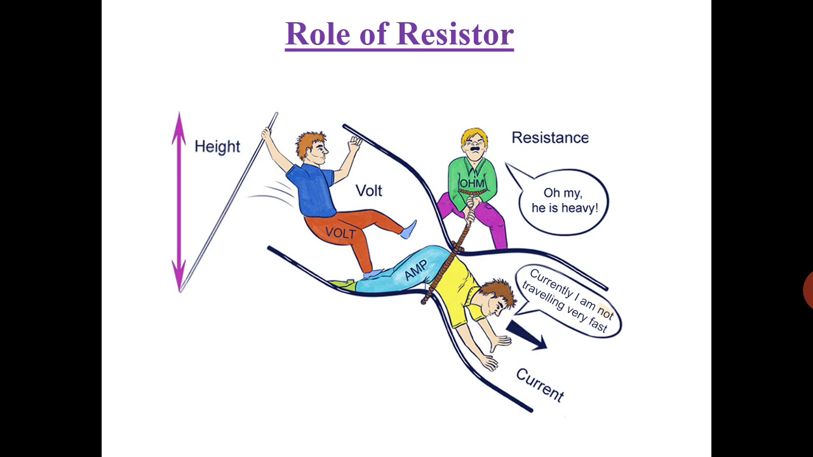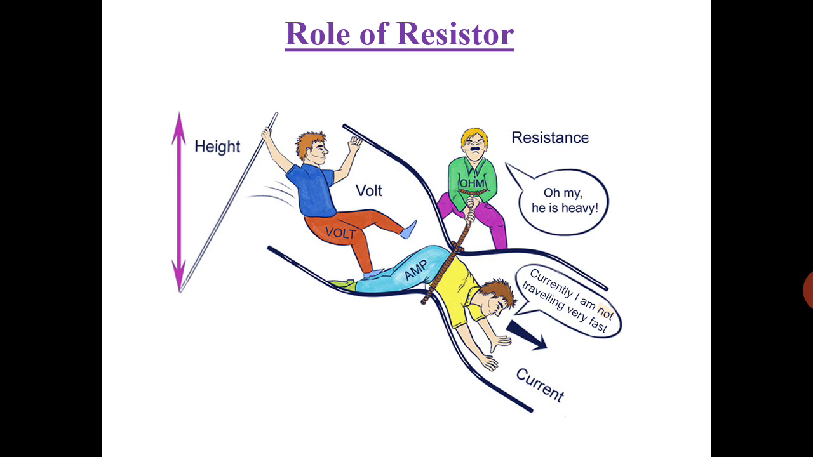See the resistor, simply we are telling, he is very heavy. Whom is he coining? That yellow shirt wearing guy. That is the current. The current is telling that he is not traveling very fast. Why? Who is opposing his motion? That resistance is opposing his motion.